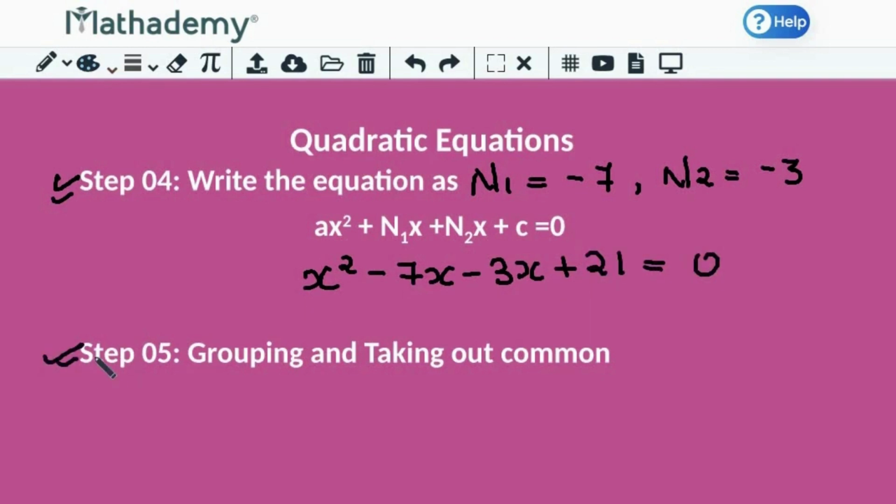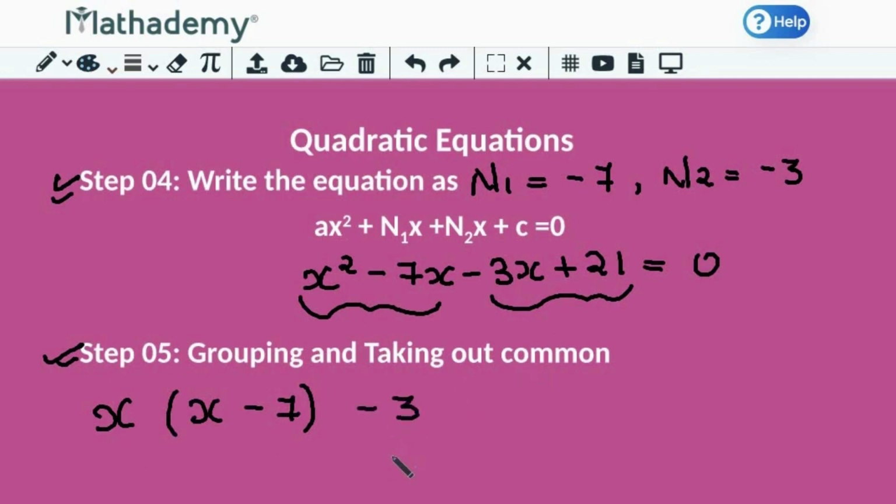Step number 5. Grouping and taking out common. So let me just make the group of first two terms and the next two terms. Now I have made the groups. I have to take something common out. So from first two terms, what should I take common? I can take x common. And I'm left with x minus 7 inside the bracket. From next two terms, what should be taken out common? I can take minus 3 common. So again inside the bracket, I'll be left with x minus 7.